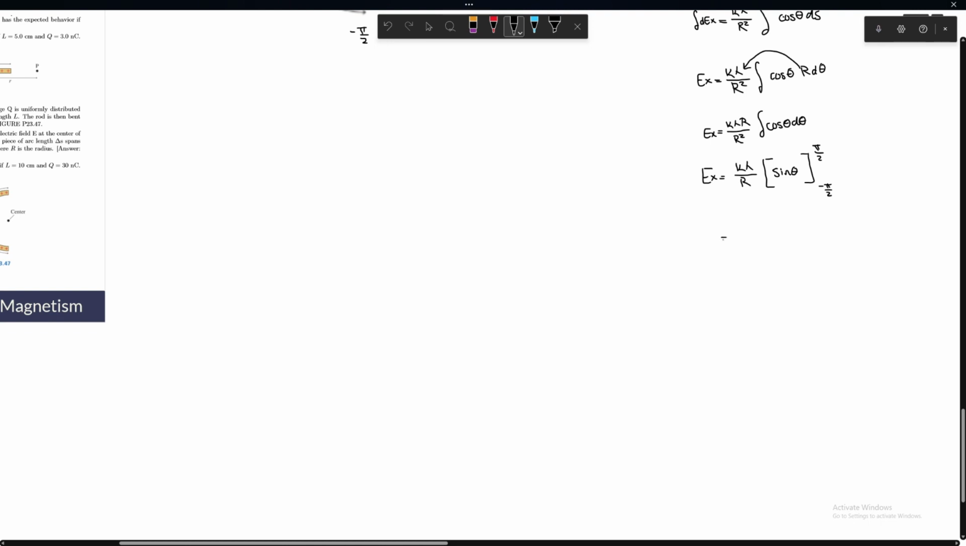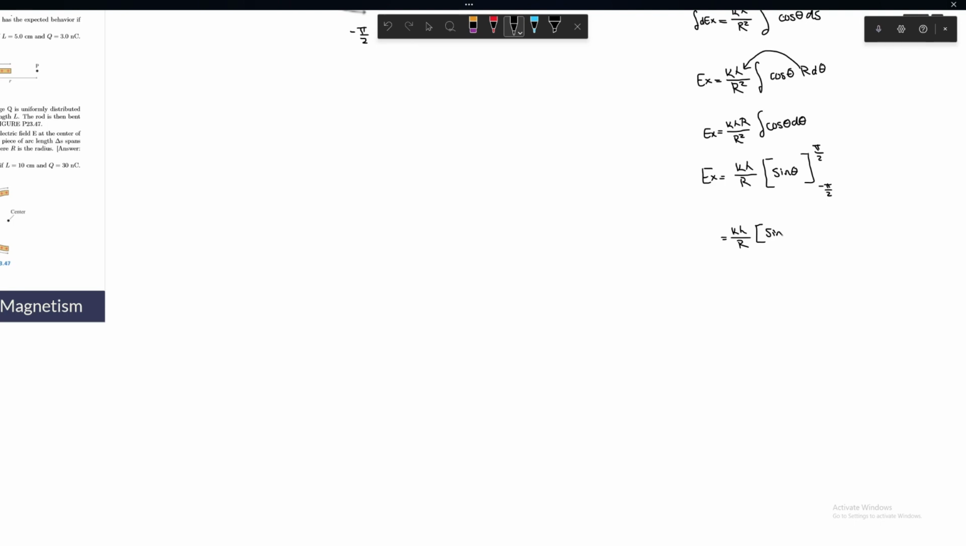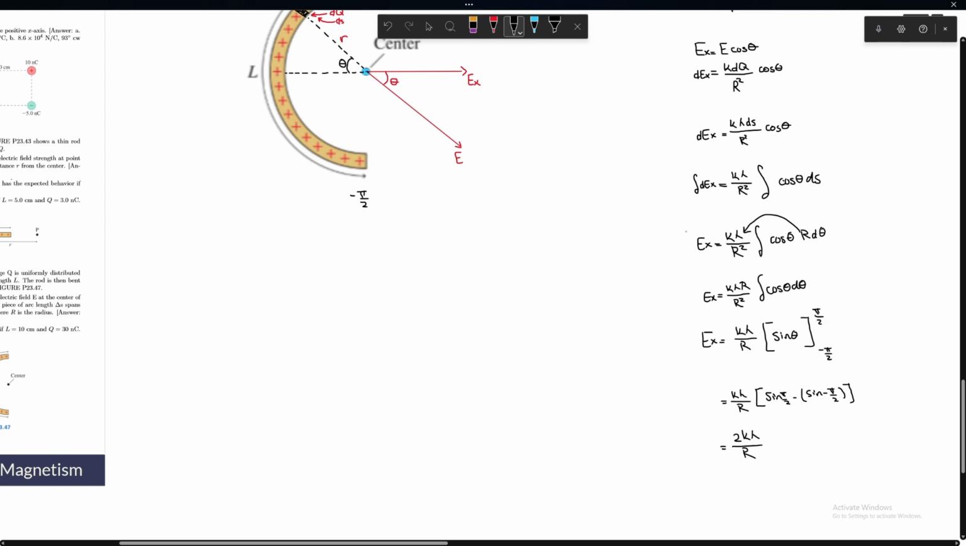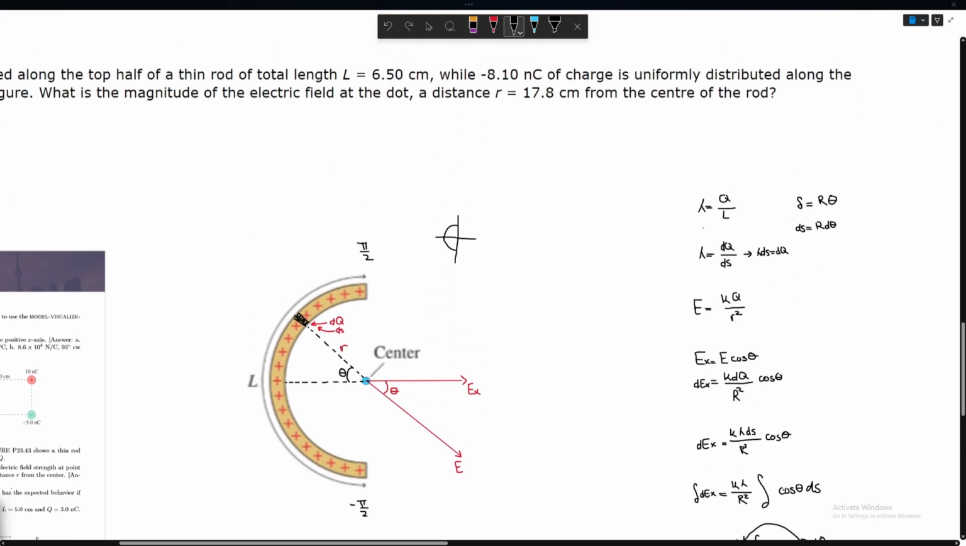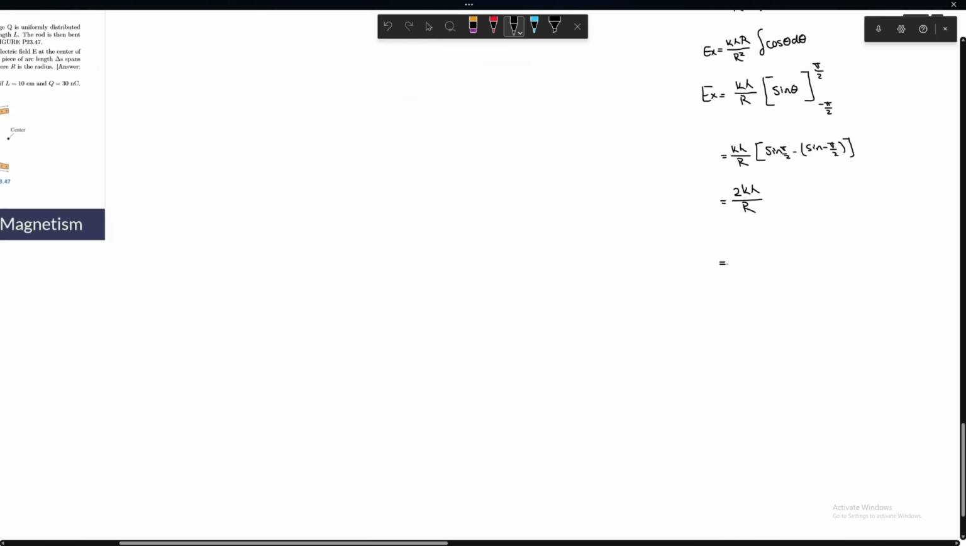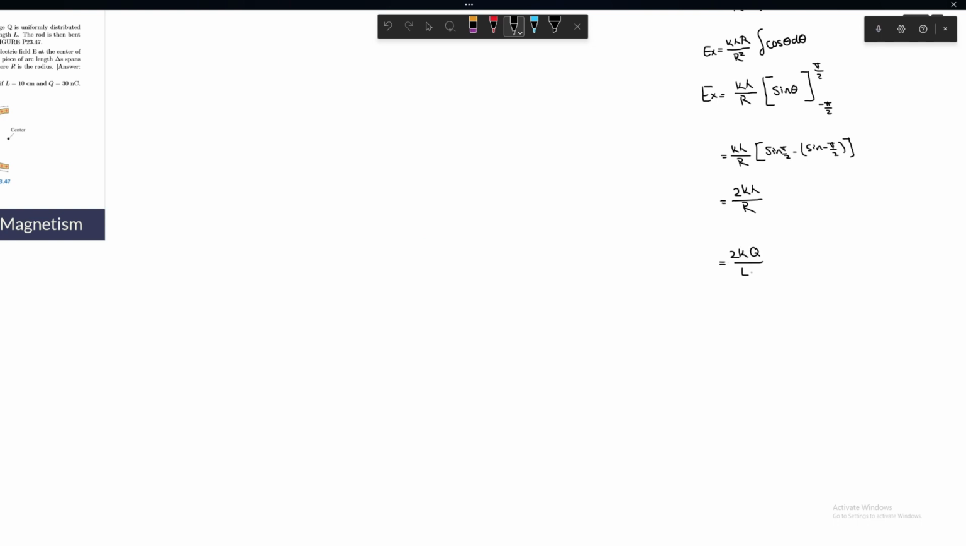And so writing this out, what I'll get is k lambda over r times sine pi over 2 minus sine negative pi over 2. And sine pi over 2 will give me 1 minus, this will be negative 1, so this is 1 plus 1. And so what I'll get here is 2 k lambda over r. And so far so good. My lambda is q over l, so let's replace that in. And so what I'll get is 2k q over l r.